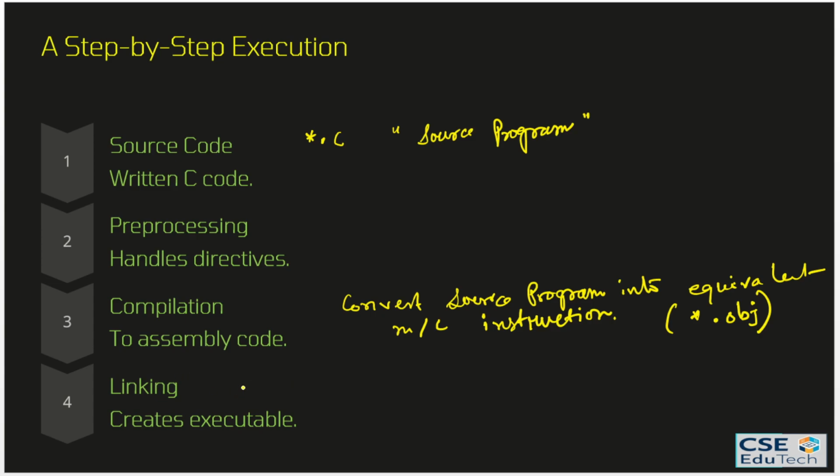After that, linking. The program is linked with the included header files, and also with other libraries, and this process is executed by the linker. So the role of the linker is to link with the included header files as well as other libraries that you have used in your source program.